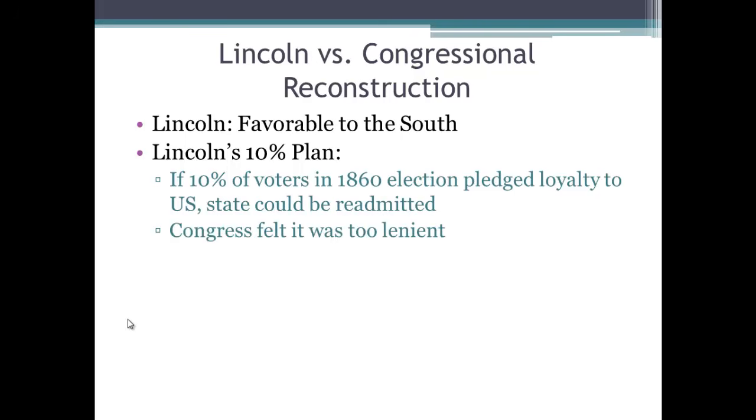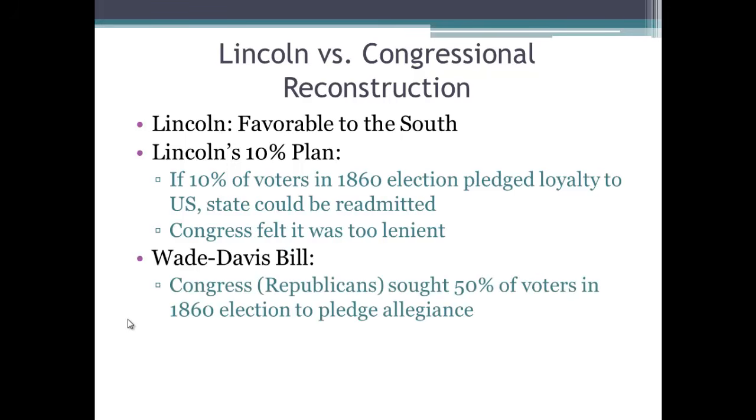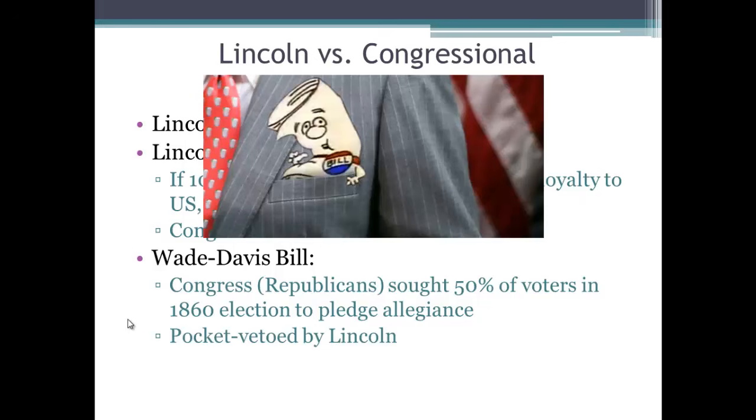Congress felt it was too lenient, so they had a different idea, and this was seen in the Wade-Davis bill. In Congress, specifically the Republicans, sought 50% of the voters in the 1860 election to pledge allegiance instead of Lincoln's 10%. And Lincoln actually pocket vetoes this. So the Wade-Davis bill never happens, but it demonstrates the difference between presidential and congressional views of the readmission of Southern states.